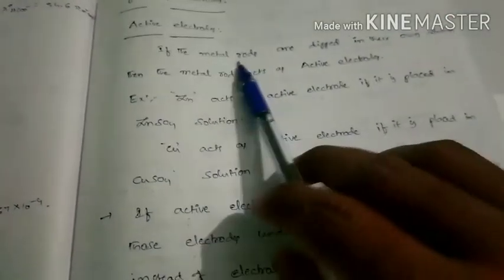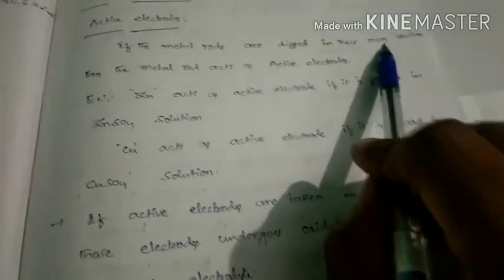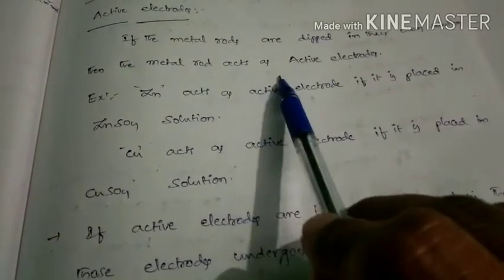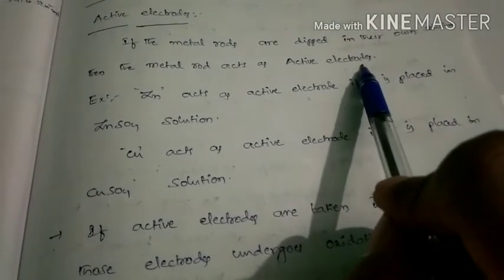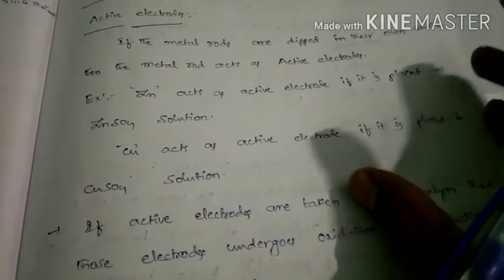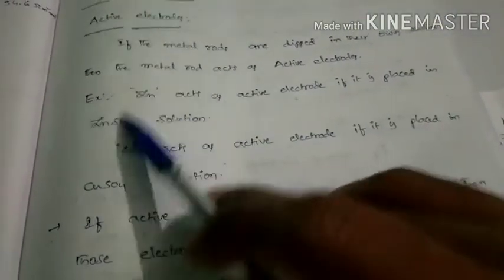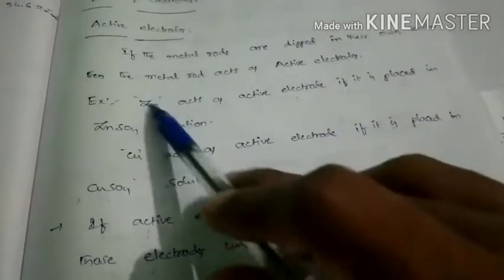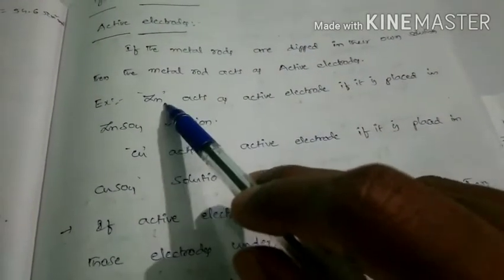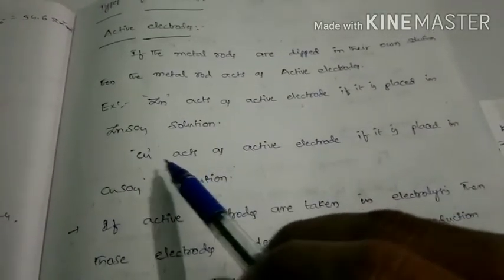Now we see why. If metal rods are dipped in their own solution, then those metal rods act as active electrodes. For example, if you take a zinc rod in ZnSO4 solution, that means zinc is placed in its own solution, then this zinc rod acts as an active electrode. That means in such a case the zinc rod is involved in the chemical reaction instead of the ZnSO4 electrolyte.